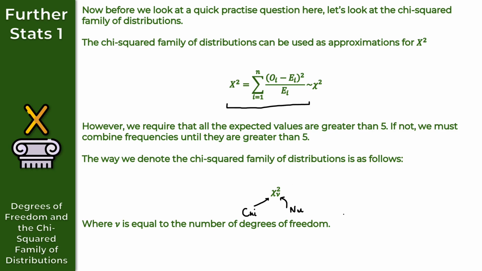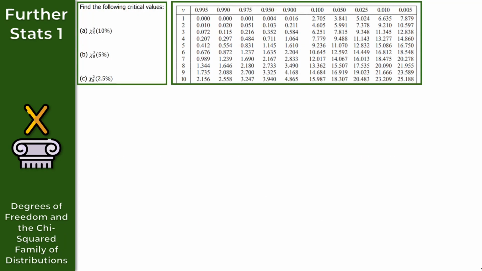how we use this. Okay, so that gives everything that we need here then for our introduction to degrees of freedom and the chi-squared family of distributions. Let's take a look then at one practice question. So what do we have for this question? Well, all it asks us to do is find the following critical values.